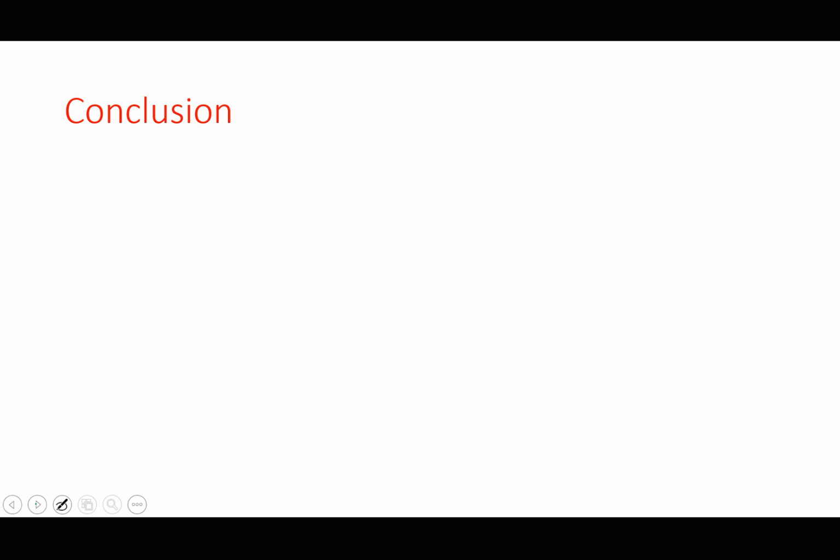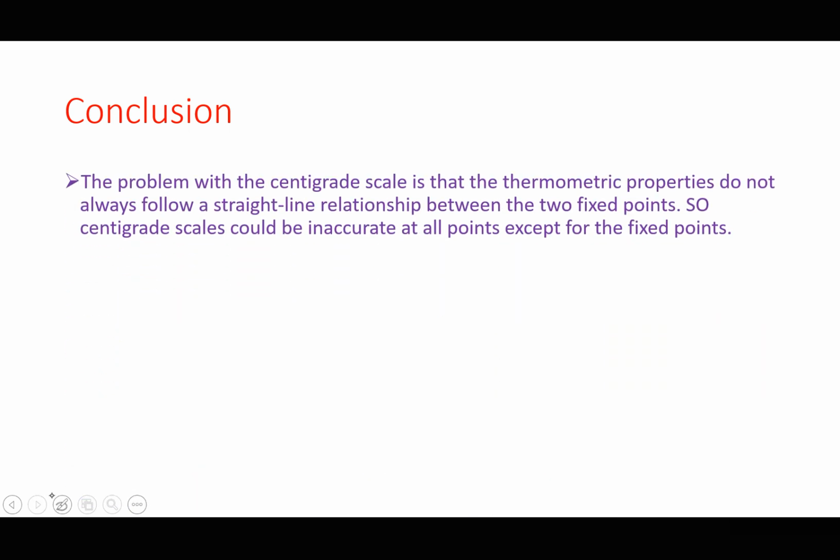In my conclusion, there is a problem with this scale. The problem with the centigrade scale is that the thermometric properties do not always follow a straight line relationship between the two fixed points. So all along we just assumed that the thermometric properties vary linearly. That was a big problem with the centigrade scale. It meant that the centigrade scale was very inaccurate at all points except at the fixed points. Two different centigrade scales could agree at the fixed points and disagree at all other temperatures.